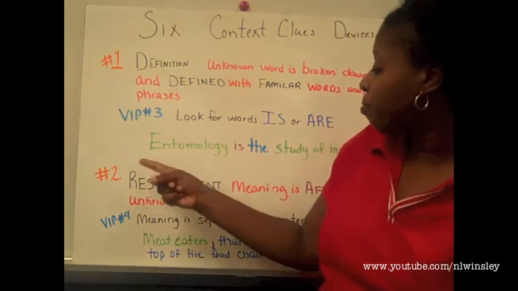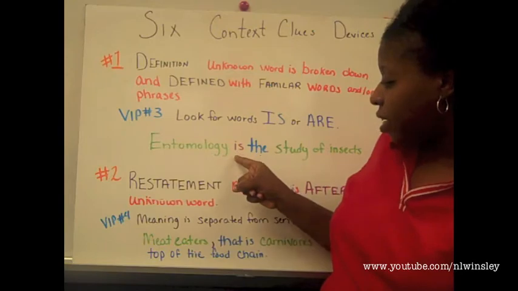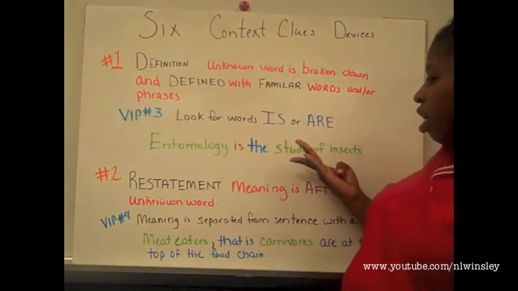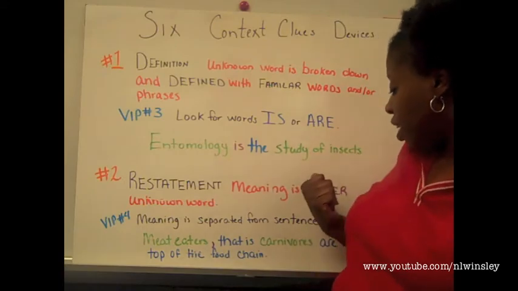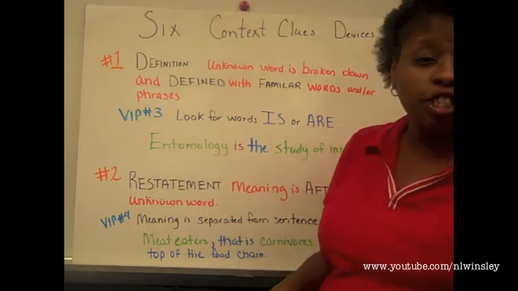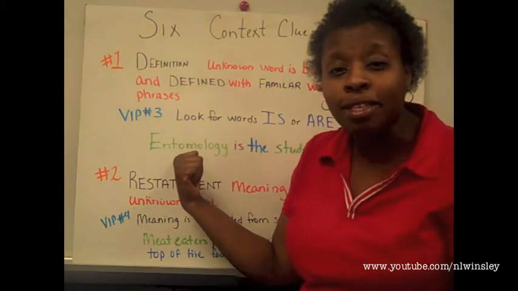It's probably the second of the most common context clue devices. Let's look at an example. Etymology is the study of insects. Now I know that the study of insects is more commonly or officially defined as etymology.